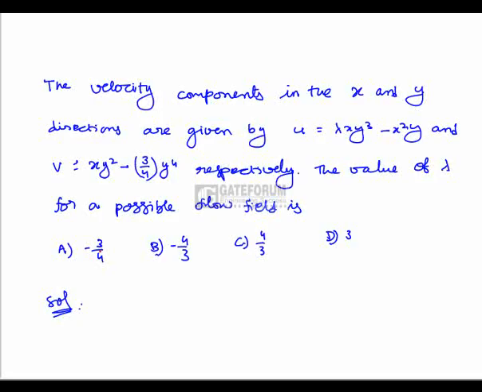Components in the x and y directions are given by u is equal to lambda x y cube minus x square y, and v is equal to x y square minus 3 by 4 y power of 4, respectively. The value of lambda for a possible flow field is: the options are minus 3 by 4, minus 4 by 3, 4 by 3 and 3. Coming to the solution, for the possibility of the flow, the continuity equation must be satisfied by the flow field.